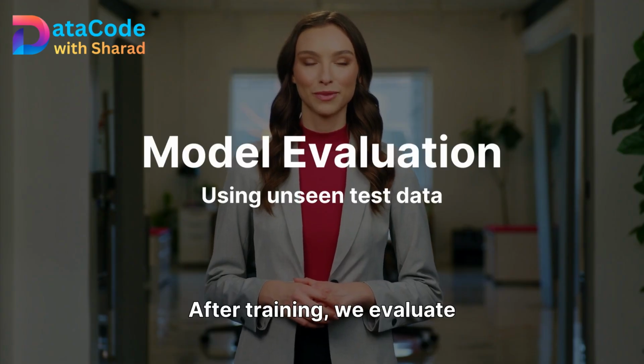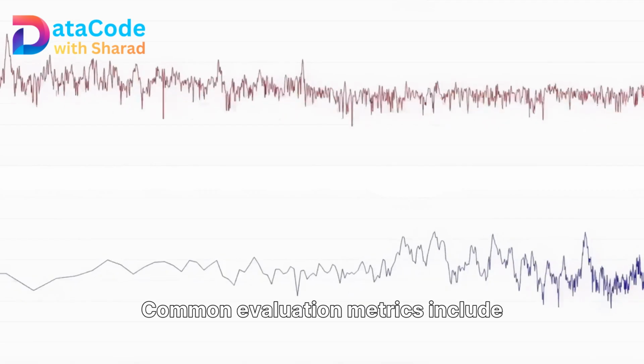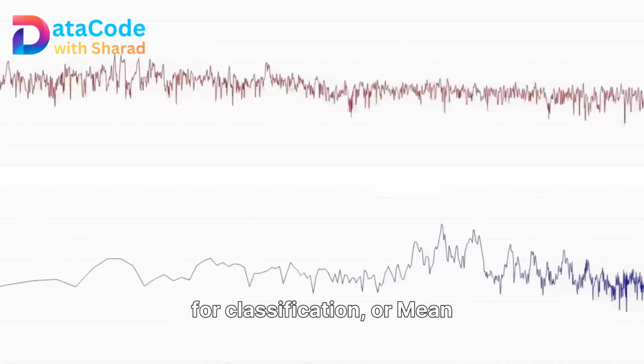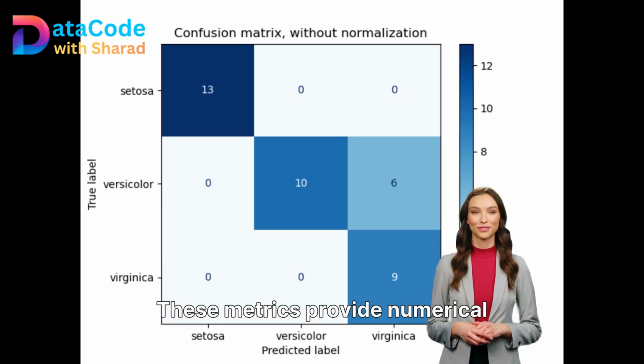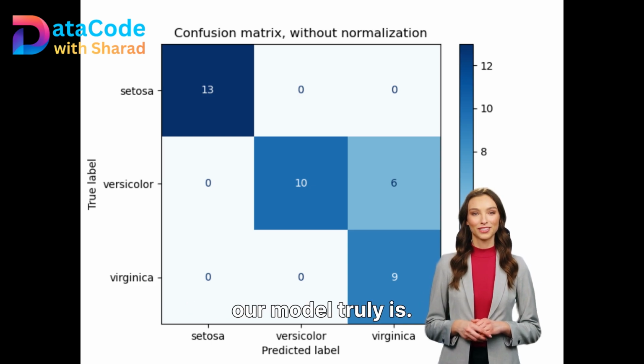After training, we evaluate the model's performance using the unseen test data. Common evaluation metrics include accuracy, precision, and recall for classification, or mean squared error for regression. These metrics provide numerical insights into how effective our model truly is.